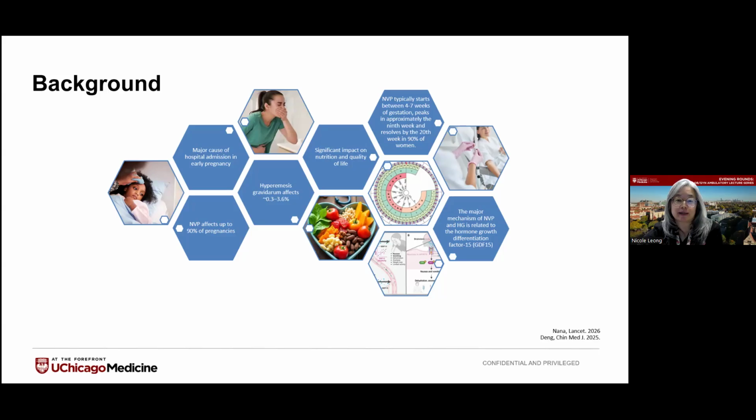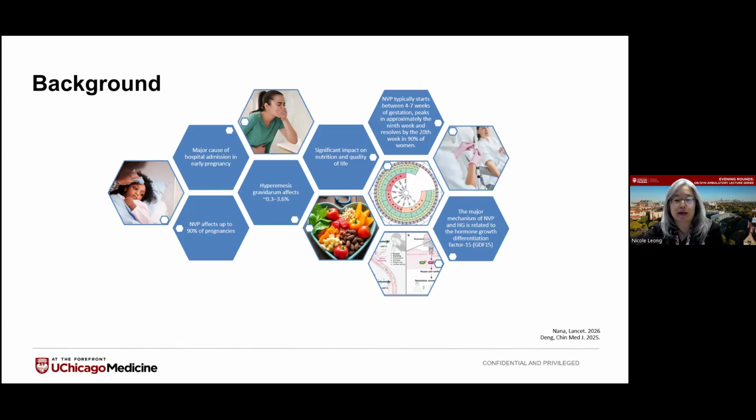Typically, nausea and vomiting in pregnancy starts between 4 to 7 weeks of gestation. It peaks approximately in the 9th week, and most of the time, in about 90% of people, it will resolve by the 20th week. It used to be thought that nausea, vomiting in pregnancy was associated with the pregnancy hormone or HCG levels. However, newer studies have shown that the major mechanism of nausea, vomiting, pregnancy, and hyperemesis gravidarum is related to the hormone growth differentiation factor 15, or GDF15.